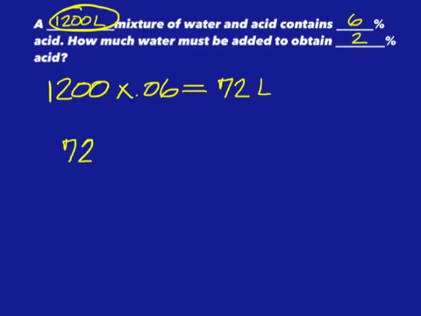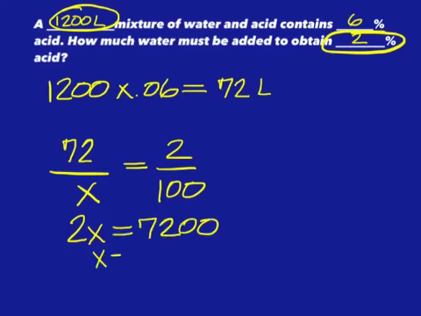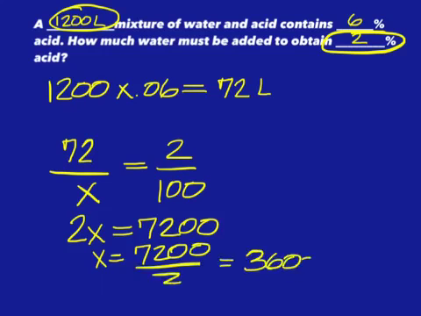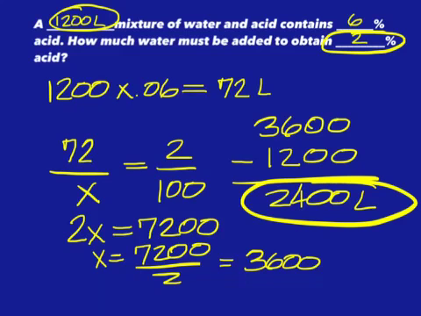Now that 72 liters of acid will be 2% of the new total, but we don't know what that new total is. Cross multiply to get 2x equals 7,200. Divide 7,200 by 2 to get an answer of 3,600. That 3,600 must have the 1,200 that you started with subtracted from it to get 2,400 liters of water. That should be the water that you add to it.